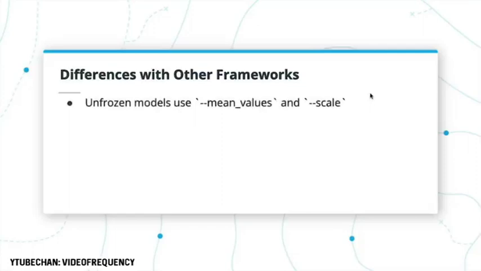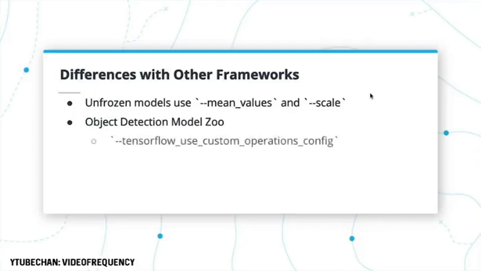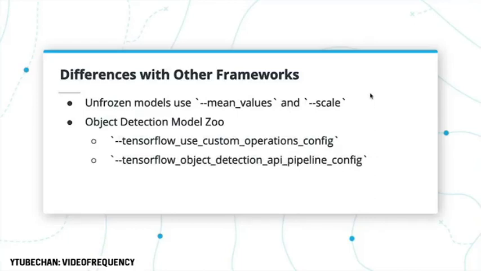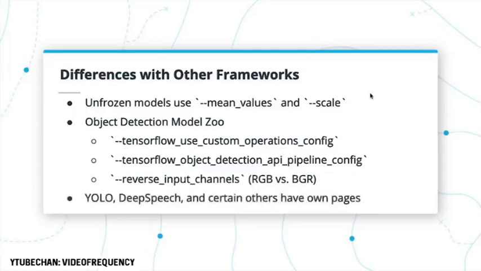TensorFlow models can vary for additional steps needed by model type, being frozen or unfrozen, or being from the TensorFlow Object Detection Model Zoo. Unfrozen models usually need the --mean_values and --scale parameters fed to the model optimizer. This is also a concept for the other frameworks, but unfrozen models in particular very often require these. The frozen models from the object detection model zoo don't need these parameters, but they will need TensorFlow specific parameters like --tensorflow_use_custom_operations_config, as well as the --tensorflow_object_detection_api_pipeline_config argument. Also, the --reverse_input_channels argument is usually needed with these models, as they are trained on RGB images, while we'll be using OpenCV and loading as BGR. Certain models like YOLO, Deep Speech, and more have their own separate documentation pages.